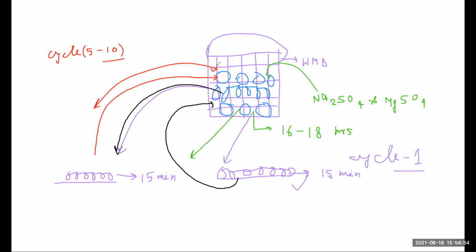So basically this is the test, and we follow these steps for our soundness test of aggregate. So again I repeat the test. First take the individual sample in a wire mesh bucket and immerse it in a solution of sodium sulfate or magnesium sulfate for not less than 16 hours nor more than 18 hours, in such a manner that the solution covers them to a depth of at least 50 mm.